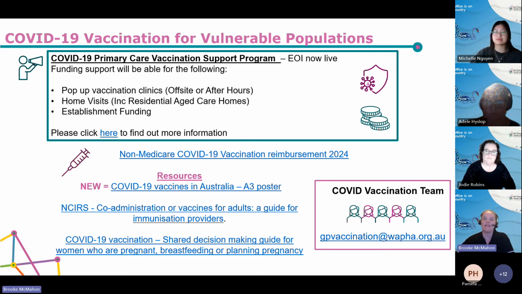We also provide reimbursements to practices that vaccinate non-Medicare card holders. So we will reimburse the cost equivalent to the COVID vaccination MBS item numbers, and there is a link on our slide there if you'd like more information. Our slide also includes the new resource poster for COVID-19 vaccinations, which has recently been released, some NCIRS guidance on co-administration with COVID vaccination, and a resource to assist with shared decision making for women who are pregnant, breastfeeding, or planning pregnancy.